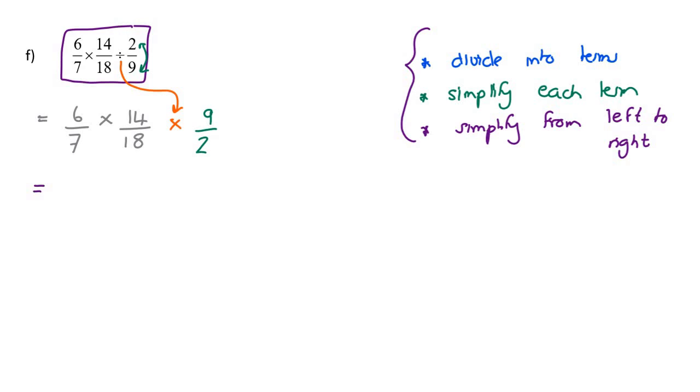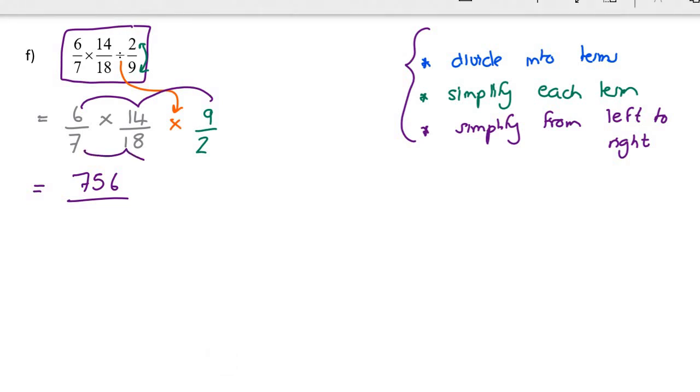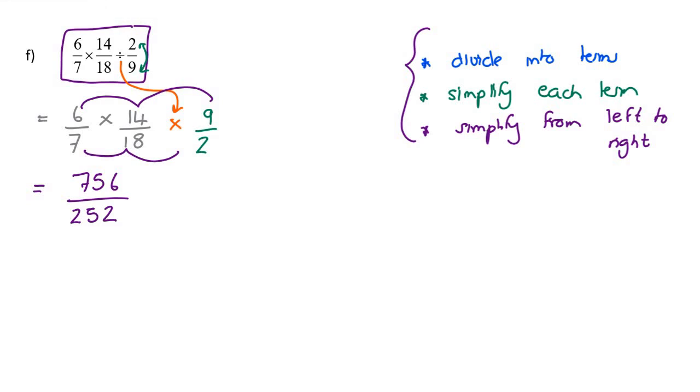So I would first change my division to multiplication because that's how I'm going to simplify, and then I just go left to right. My top is 6 times 14 times 9. This is probably going to be better as cross-cancelling because 756 is a huge number. And at the bottom, 7 times 18 times 2 is 252. I'd be really tempted to use my calculator because that's a huge number. Now, I think they're both divisible by 3 because I added up the digits and checked.